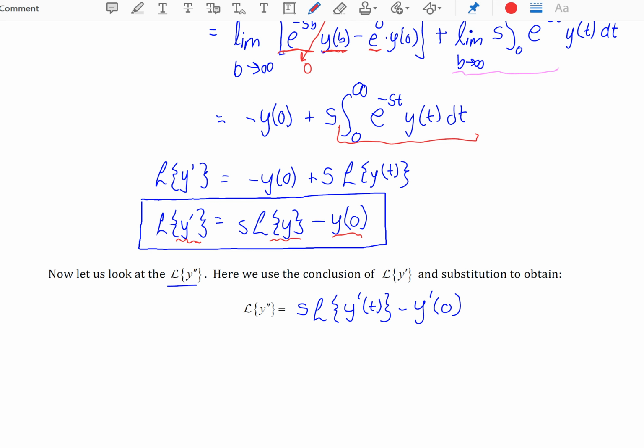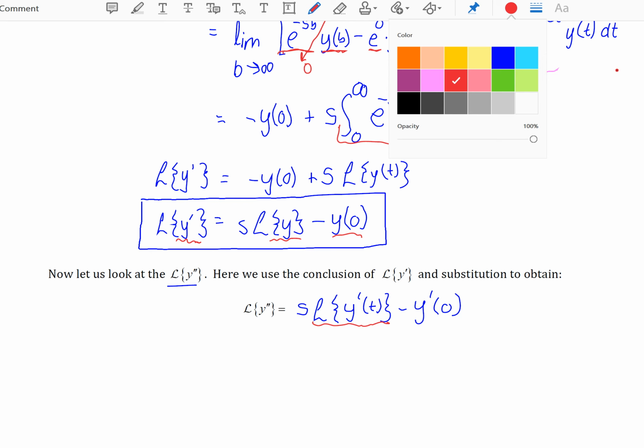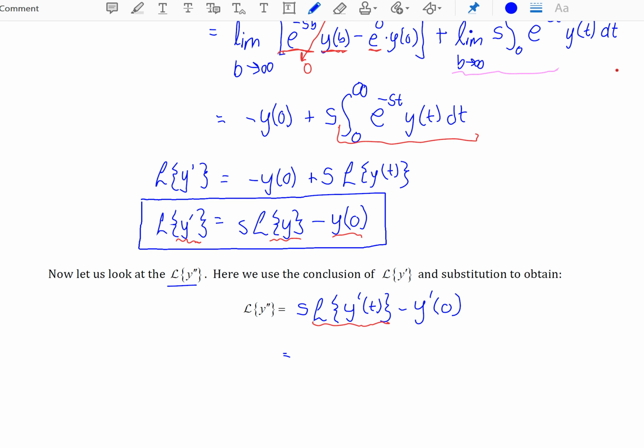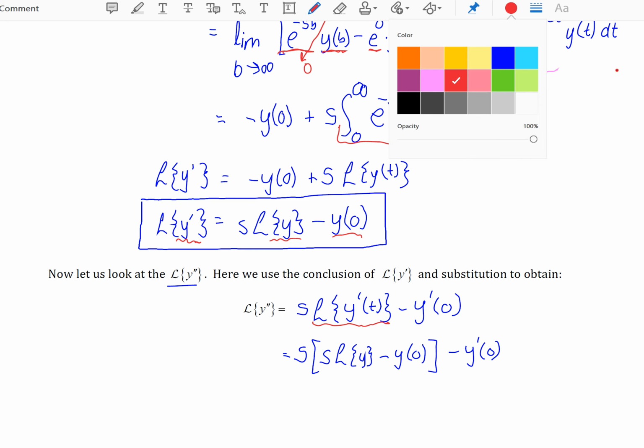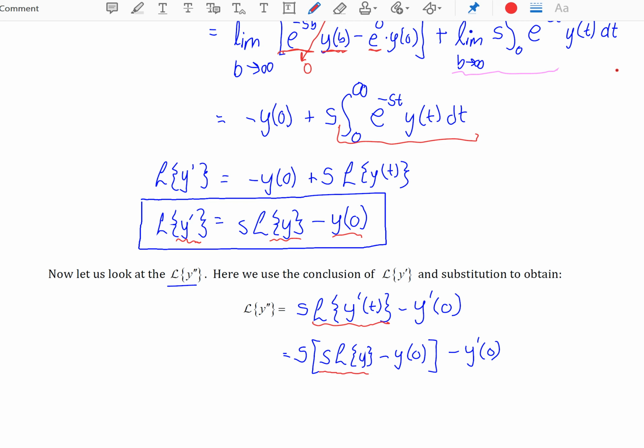Now let's rewrite the Laplace of y double prime using our result above. This can be s times, now the Laplace of y prime is s times the Laplace of y minus y of 0, minus y prime of 0. So here we're just replacing the Laplace of y prime with its definition from our previous calculation.